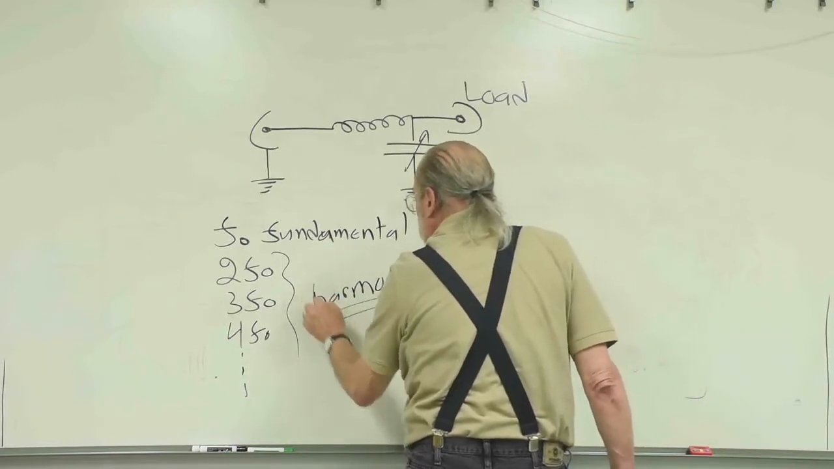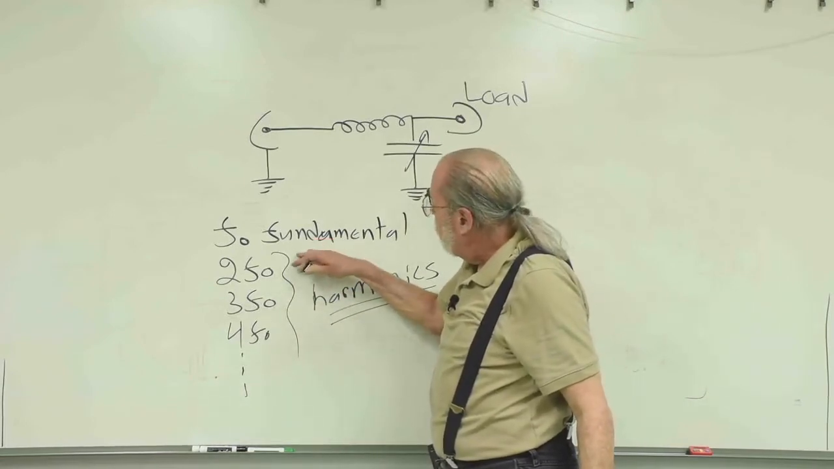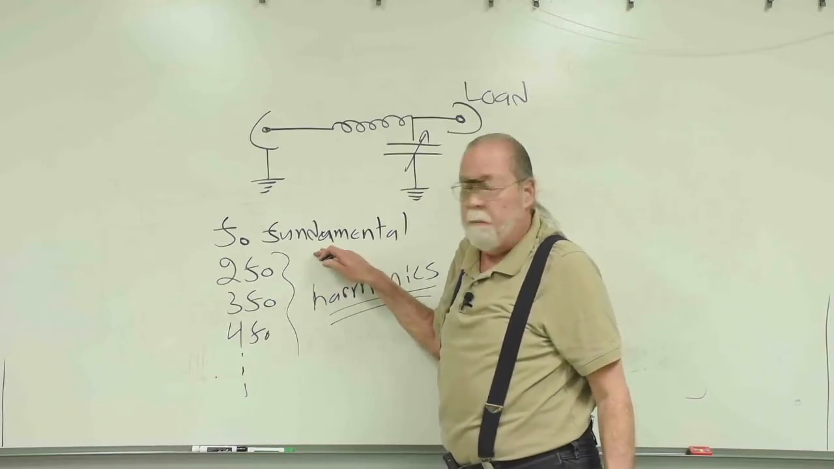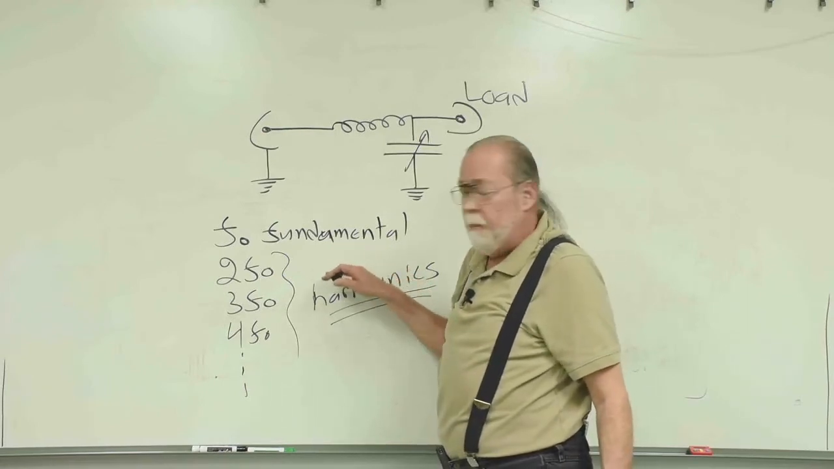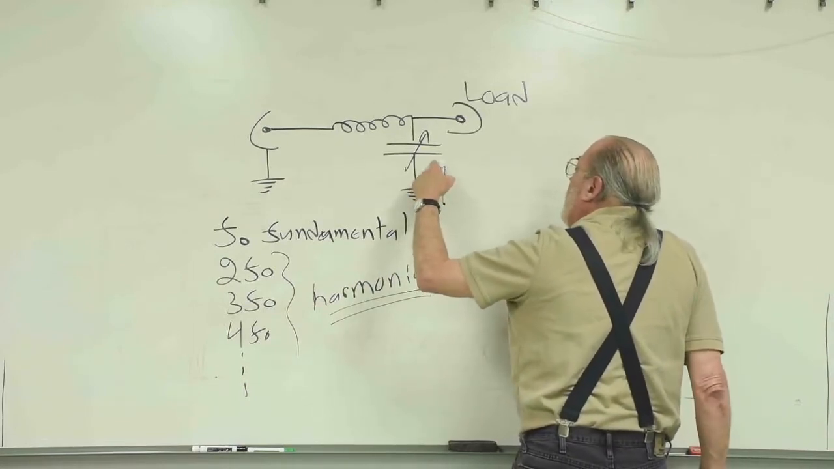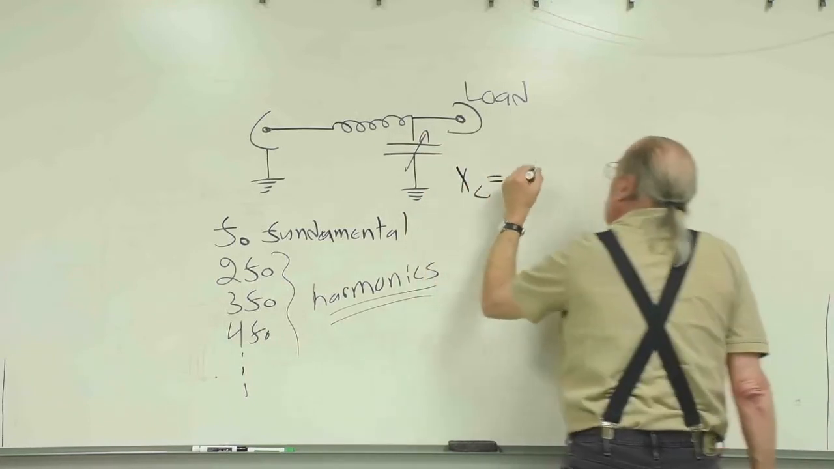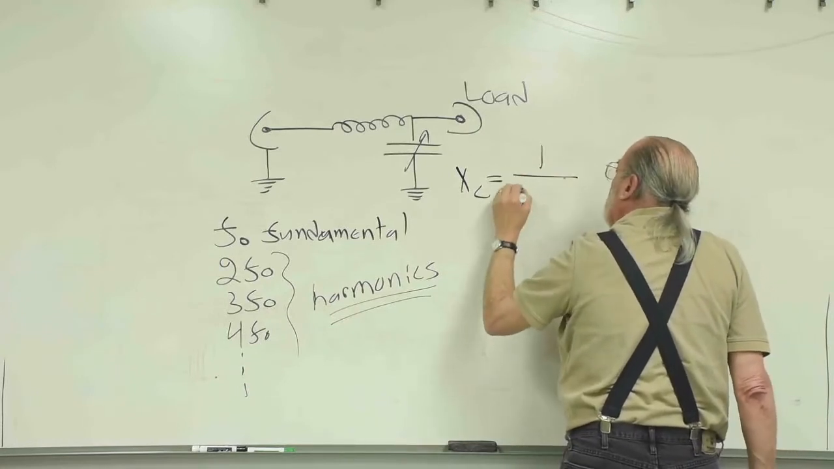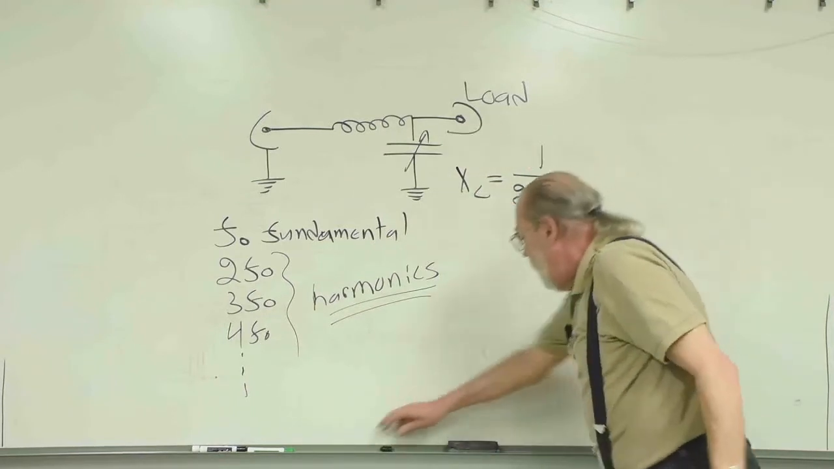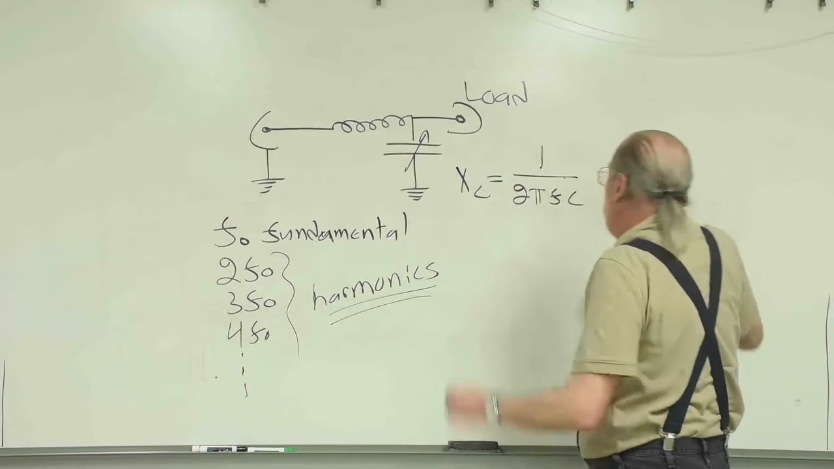Now, by law, the power of these is supposed to be so many decibels below the fundamental for it to be legal. Okay, if you have a home brew system, they may not. But the advantage of this type of system is that the capacitive reactance, it's called XC. This is the formula for it, is 1 over 2 pi f C. The point is this, it behaves like a resistor. But as the frequency goes up, its reactance goes down.